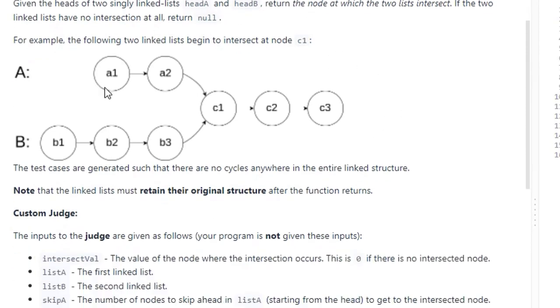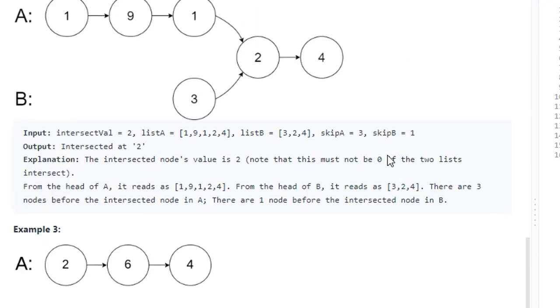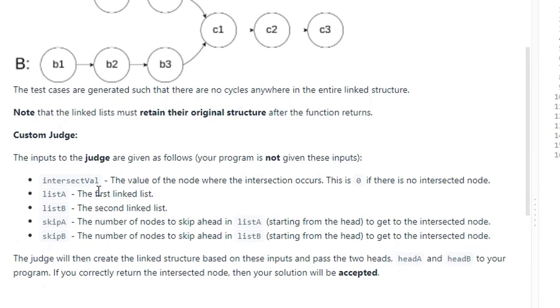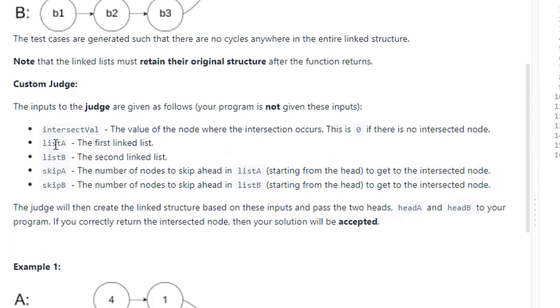So in this example here, pretty self-explanatory, they intersect at C1. So the first list is A1, A2, C1, C2, C3. The second list is B1, B2, B3, C1, C2, C3. Then it goes into talking about this custom judge, which is just the values that the judge is going to use to determine the solution.